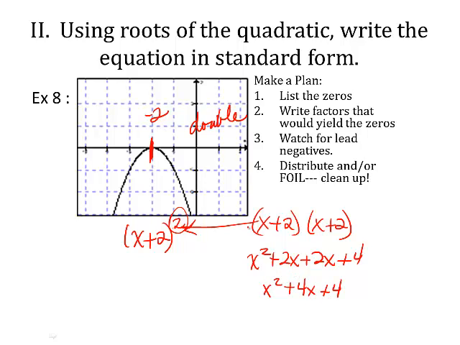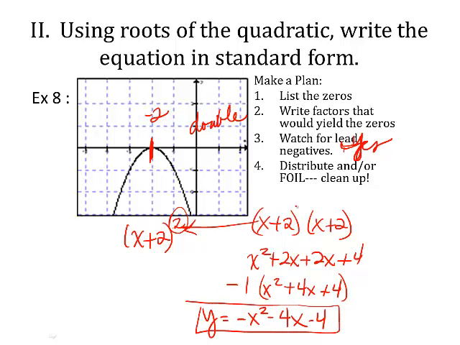All right, now, wait a minute. Did I do a lead negative? I didn't, but should I? Yes, I should look for a lead negative. It's upside down. I should have done that. But I'm going to do it right here. Take that negative 1, I'm going to distribute it through. So always make sure to follow our steps, okay? List the zeros, write factors that would give the zeros, check for a lead negative, and then distribute it and clean it up, all right? That's all there is to writing those equations.